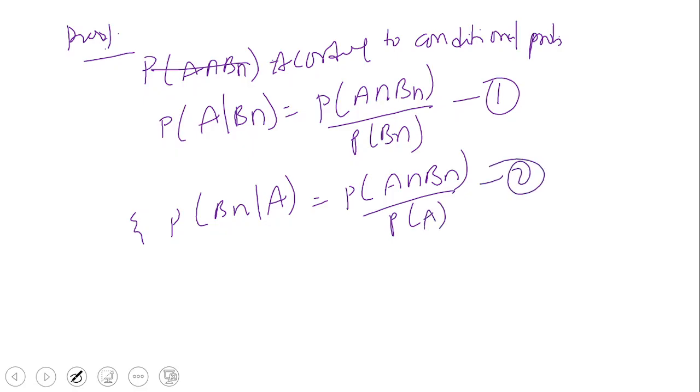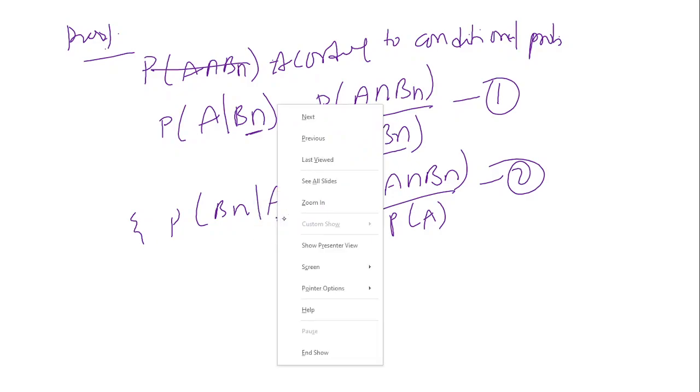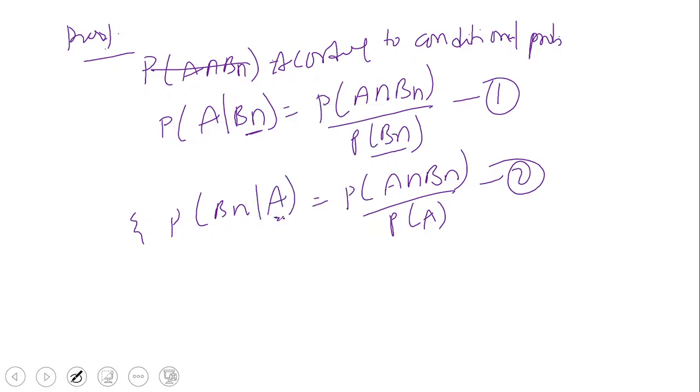If you are confused about writing the formula of conditional probability, for A given Bn, write the intersection, and whatever is in the downside, you write the probability of that in the downside. For P of Bn given A, the intersection of those two events divided by whatever is down. So P of A is there, that's why P of A. Here Bn, P of Bn. Like that it is.